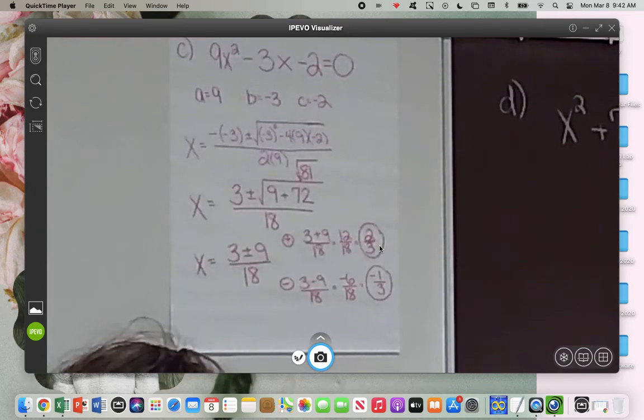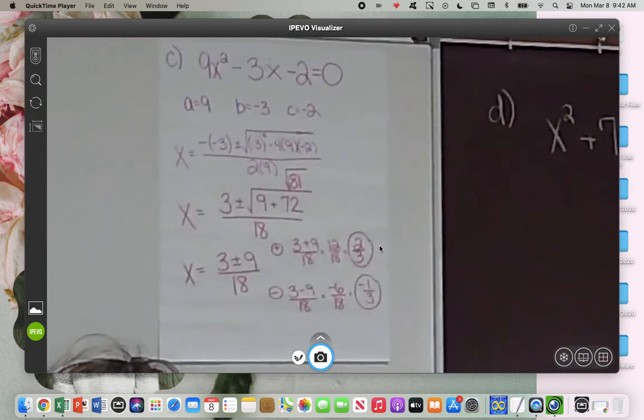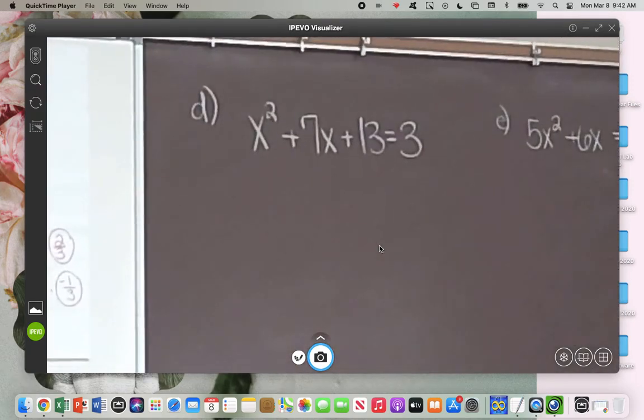Now, everything up to this point, I have set it equal to 0. Now, if you guys look at those last 2 examples that I have written on the board, they are not equal to 0.